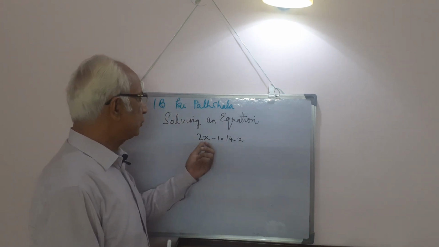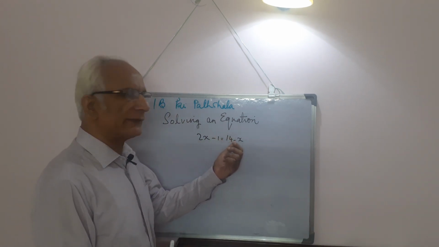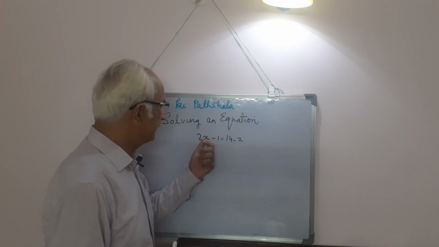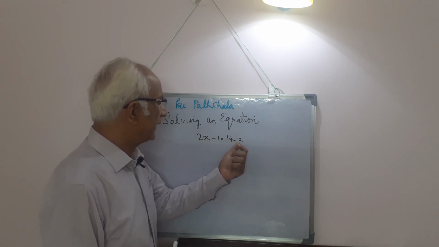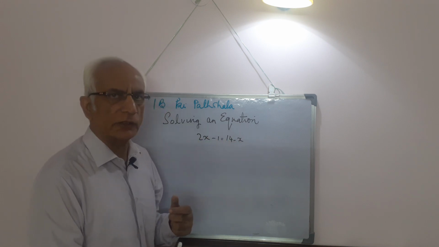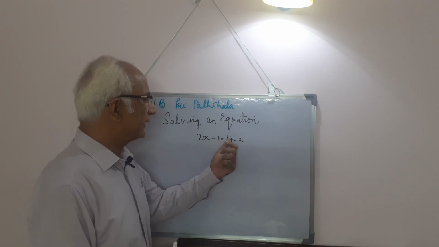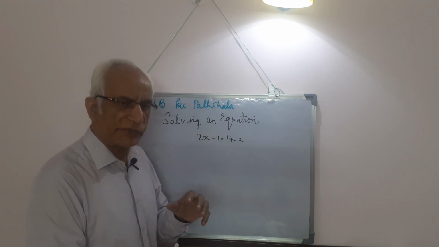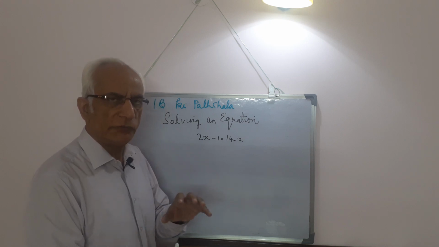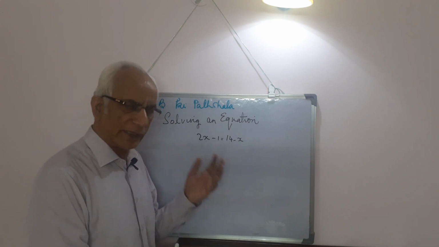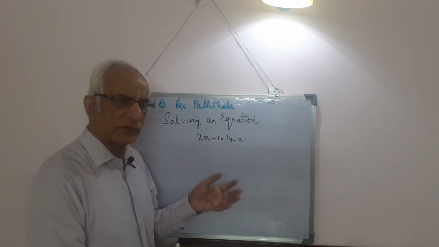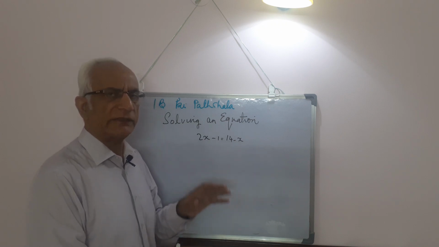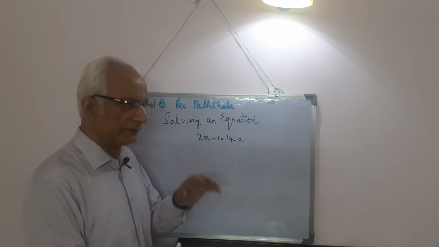Let's take the equation 2x minus 1 is equal to 14 minus x. So there is one variable here and the same variable is on the other side also. There is one constant here, the other is on the other side. So our attempt is to bring all terms which have variables on one side and the terms which are without variables, that is which are constants, on the other side.